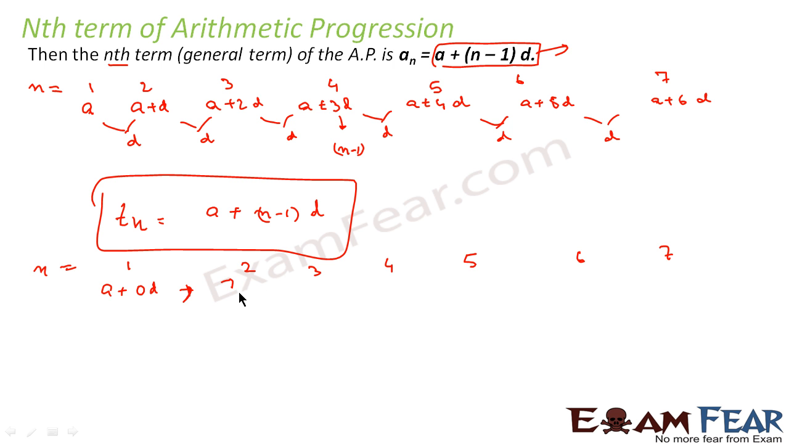Now this is a plus 0d. This becomes a plus (2 minus 1)d, that is a plus d. This becomes a plus (3 minus 1)d, 2d. This becomes a plus (4 minus 1)d, 3d. This becomes a plus (5 minus 1)d, 4d. This becomes a plus (6 minus 1)d, a plus 5d. This becomes a plus (7 minus 1)d, a plus 6d. So we see that whatever we have derived earlier is all seen. That means the formula which we have got is correct. So Tn is equal to a plus (n minus 1)d.